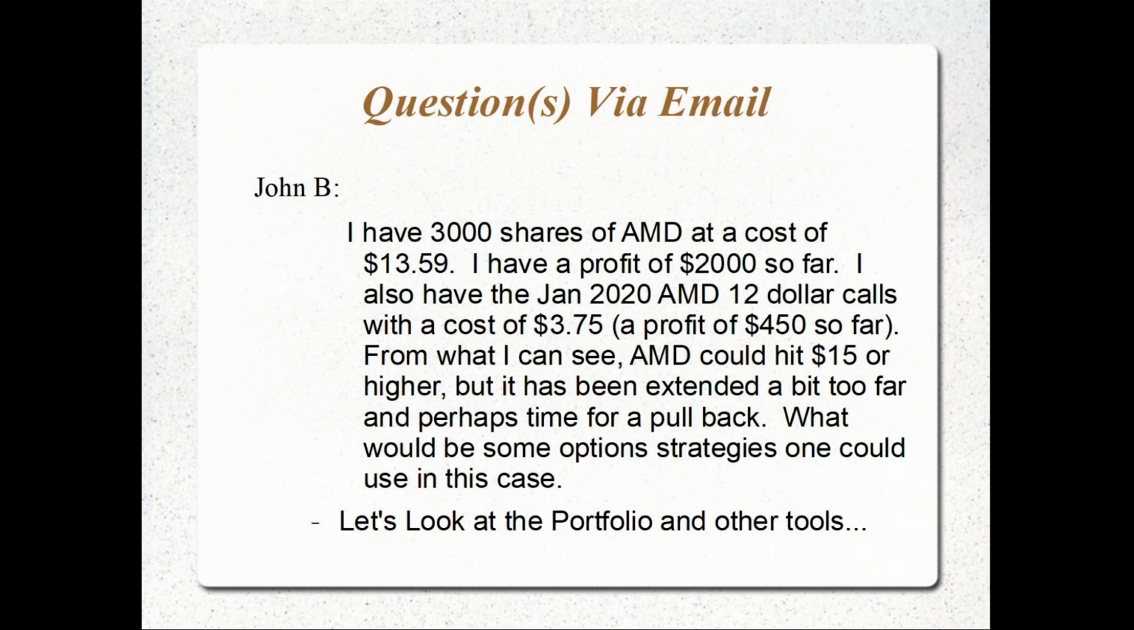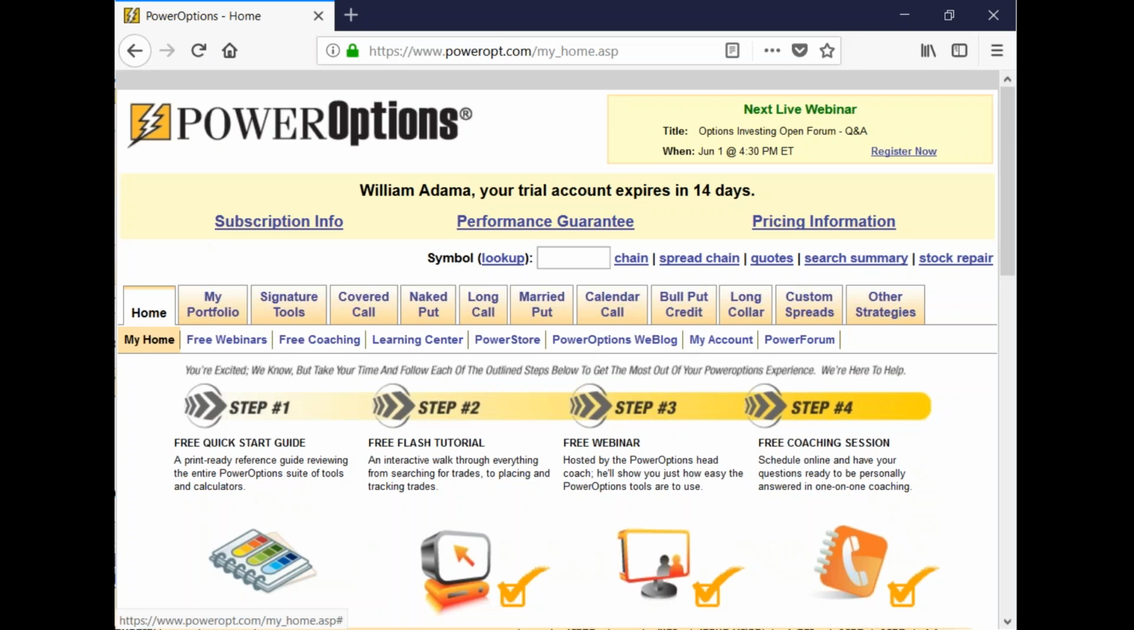Okay, so what is the situation? We have two long positions, a long call and long stock, and now we're worried about a pullback. Okay, well, let's go over to Power Options very quickly. Let's take a look at the two positions in the portfolio that we have put in there for John. To take a look at these two first. There we go. Okay, so let's go ahead and go over to screen one.